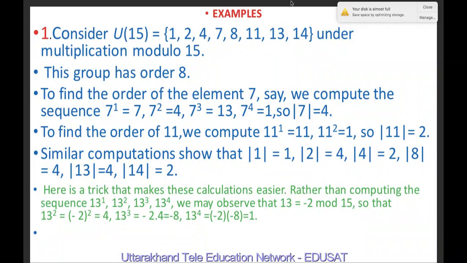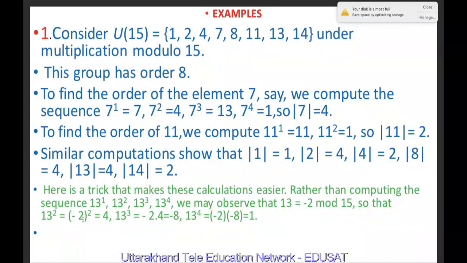But you may notice that for elements like 13, 14, it is not so easy to calculate 13, then 13 square, then 13 cube, then 13 raised to power 4 and so on. So here is a trick that makes this calculation easier. Rather than computing 13, 13 square, 13 cube, 13 raised to power 4, we may observe that 13 is equal to minus 2 mod 15, because if we divide 13 by 15, the remainder is minus 2. So 13 raised to power 1 is equal to minus 2 mod 15. So we will use this to calculate the next terms of the sequence.